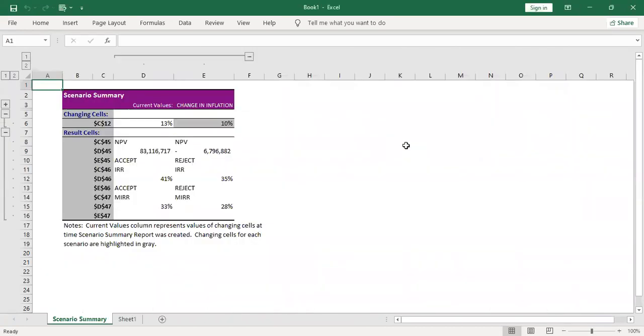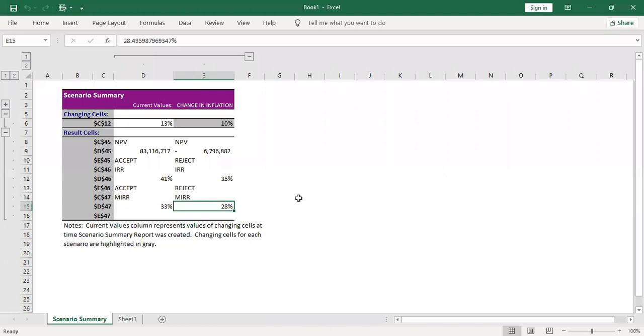So now you have the scenario summary. So you have the scenario what? Summary. So if the inflation is 13%, the NPV will be 83, this will be 41, this will be 33. However, if the inflation changes to 10%, the NPV will reduce, the discount factor will reduce, and the MIRR now will change from accept to what? To reject.